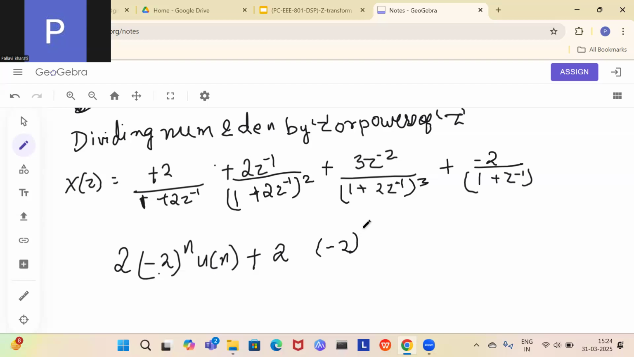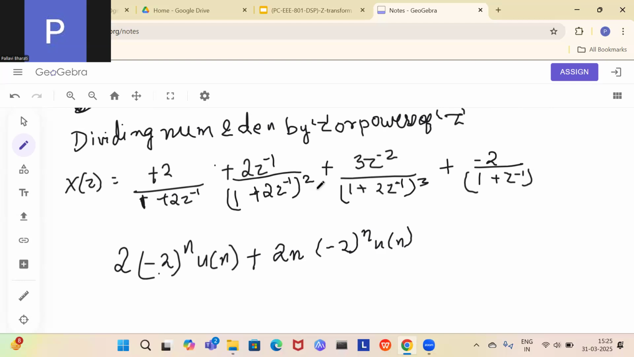Okay. So now here the square is there. That means it has been differentiated one time. So you have to multiply it with n in the discrete time domain. Got it? So minus 2 to the power n u[n] has been multiplied, just differentiated just a single time. That is why there is a square over here.